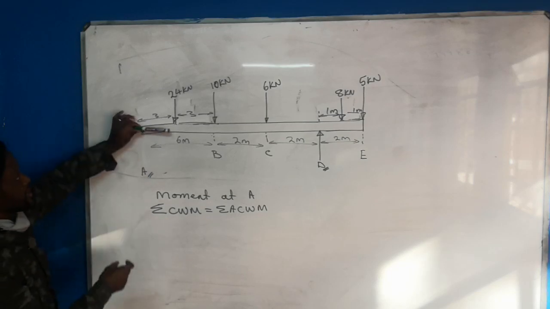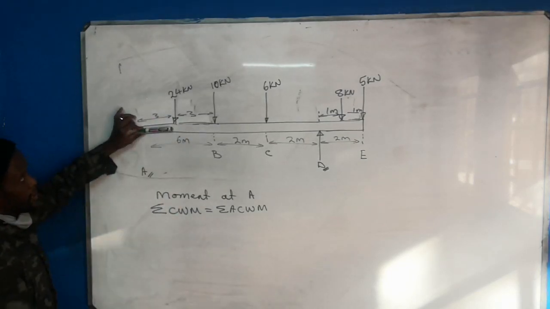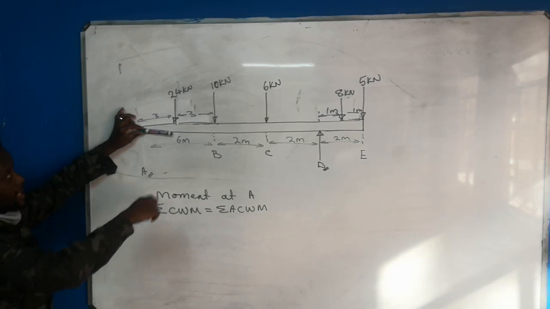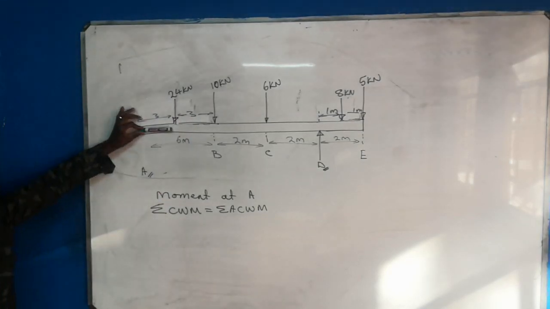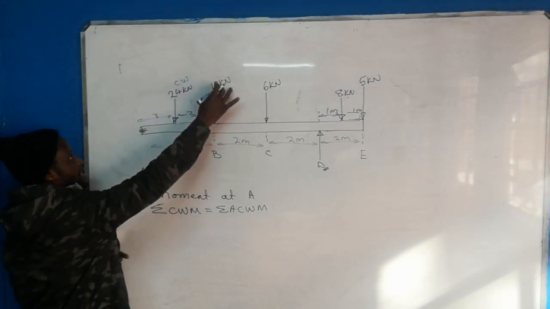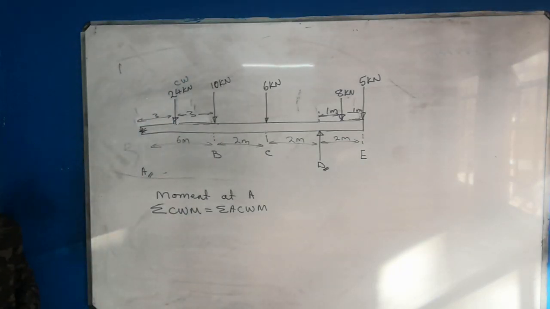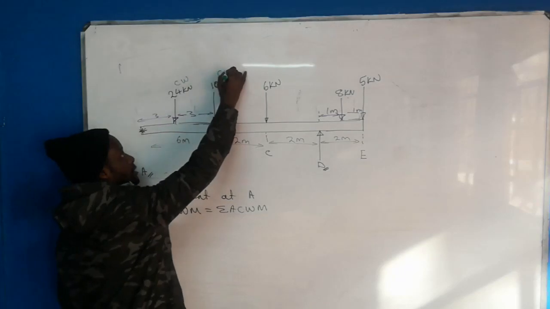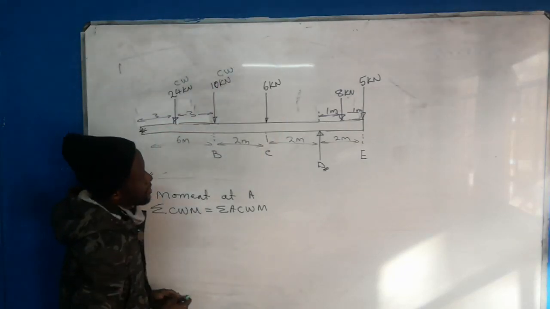So if we start with this, 24 is pushing in that direction. Is 24 clockwise or anticlockwise? Clockwise. Okay, so this guy is clockwise. Is this 10 clockwise or anticlockwise? Clockwise. Okay. 6, clockwise or anticlockwise?